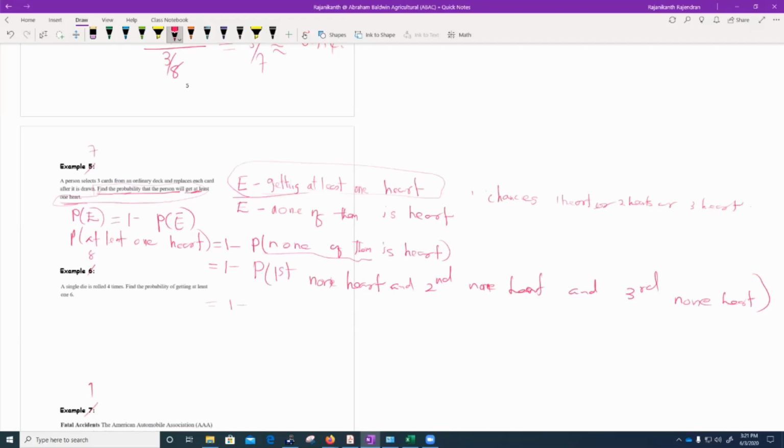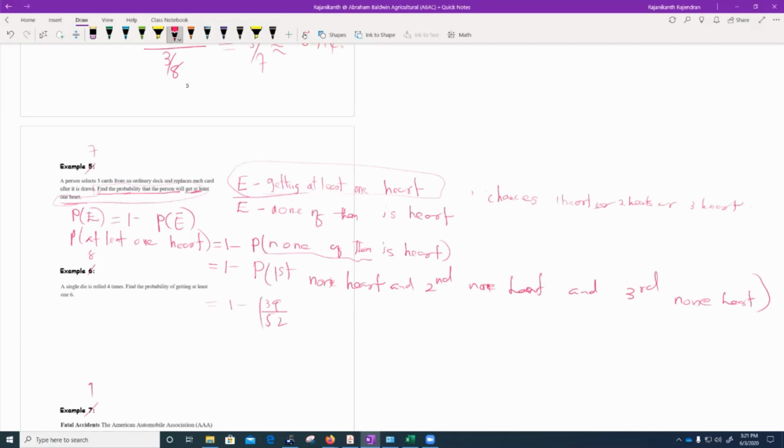What is the probability of getting a non-heart on the first attempt? Remember, there are 13 hearts. The remaining ones out of 52 are going to be non-heart. Therefore, this is 52 minus 13, which is going to be what? 39. So this probability is 39 over 52.